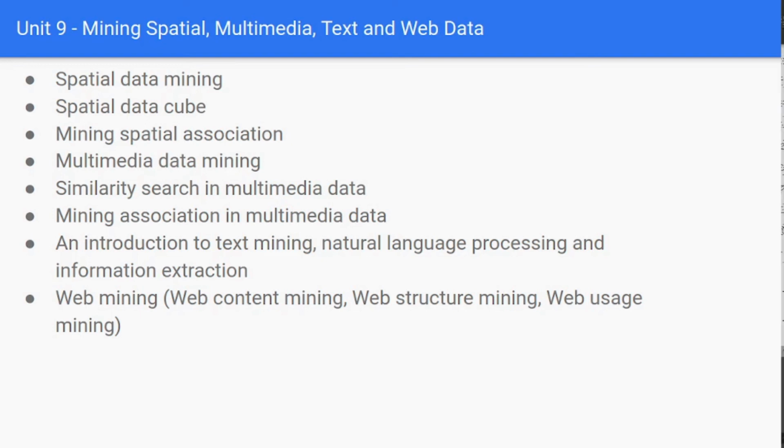Then mining spatial association, okay. Multimedia data mining, similarity search in multimedia data mining, association in multimedia data. An introduction to text mining, natural language processing and information extraction, web mining, blah blah blah, right? This is unit 9, it will get exhausting, at least I get exhausted.